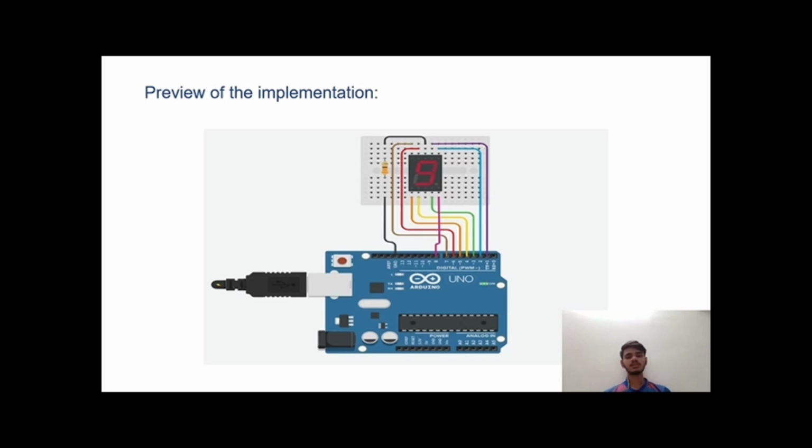So you can see that here the fifth is low, so that we can see a 9 generated, where only the fifth is low and all the others are high. So we can see the number 9 generated on the display. That's all from this presentation.